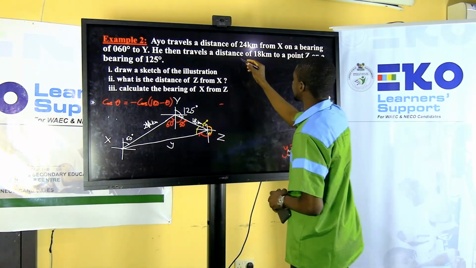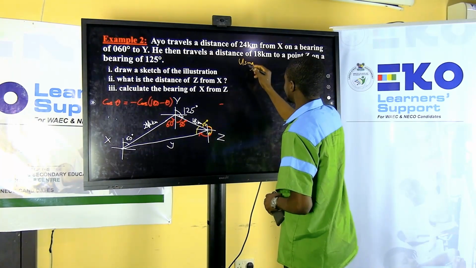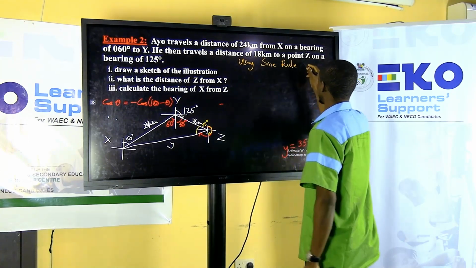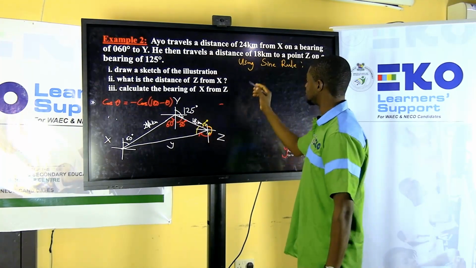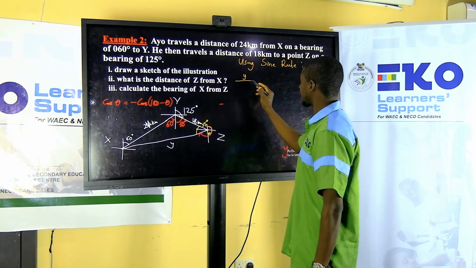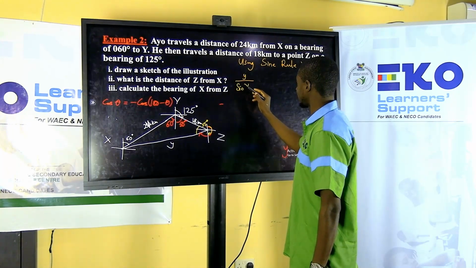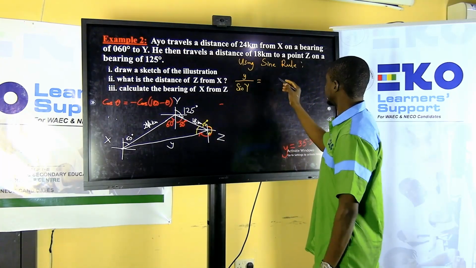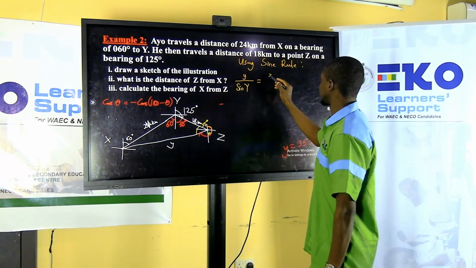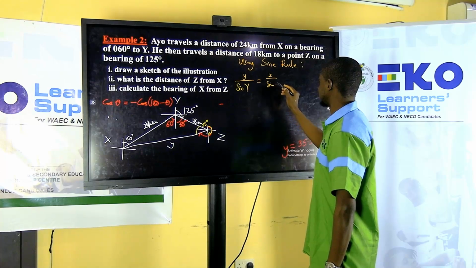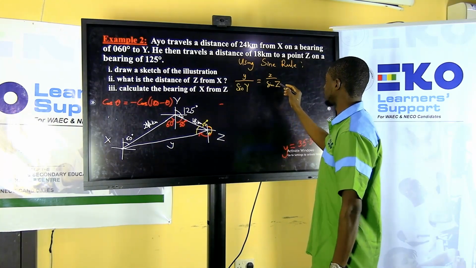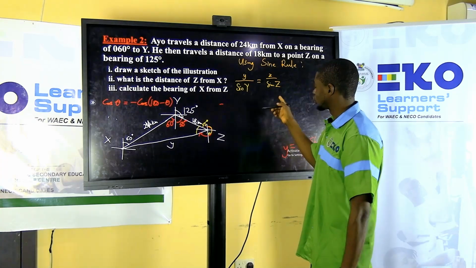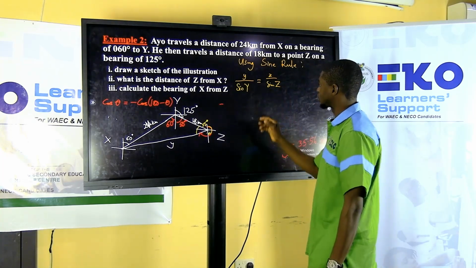So using sine rule, our sine rule that follows here will be y over sine y equals z over sine z. That's the formula for the sine rule, remember? So we are interested in finding the angle z. Let's make that angle the subject of the formula.